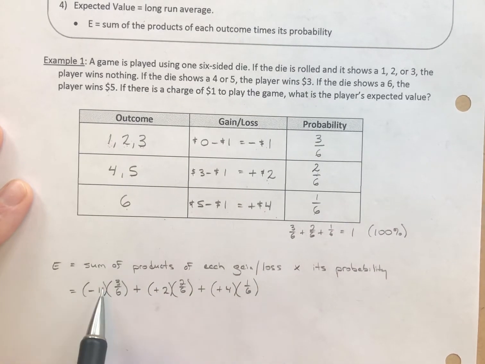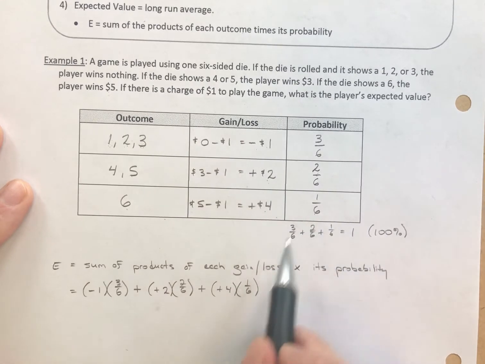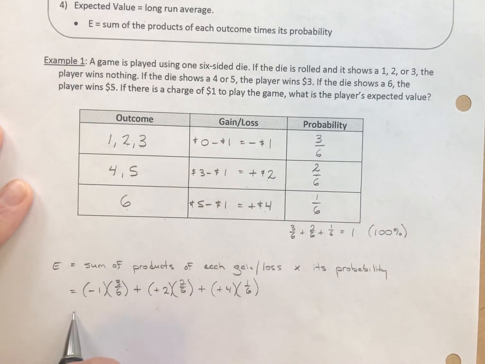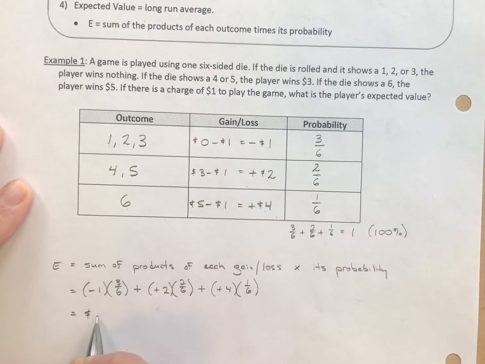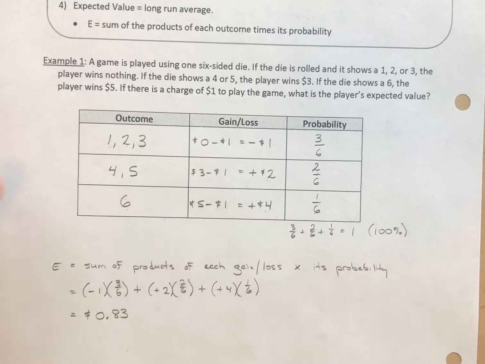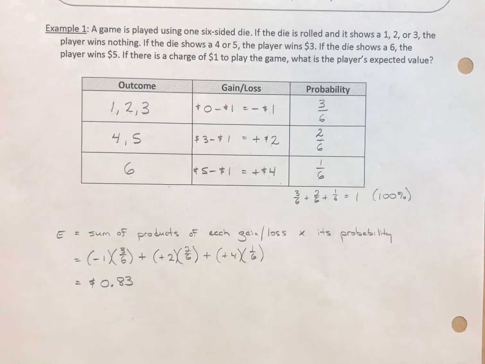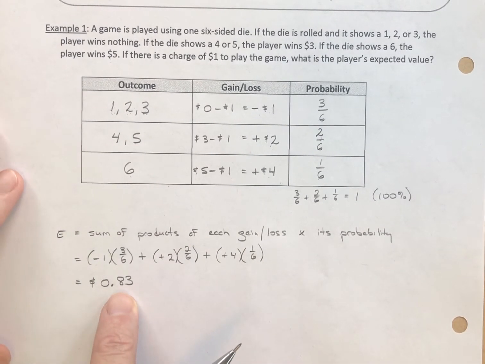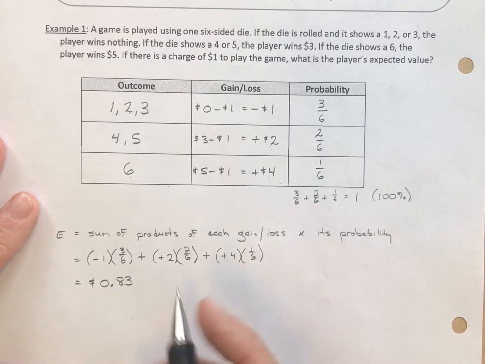So the sum of the products, here are my 3 products, product, product, product, and then I add them all up. Do the math. This is a calculation. Into a calculator it goes. And the long run average of playing this game turns out to be 83 cents, positive. So the more you play this game, you're going to wind up seeing that you're going to win 83 cents every time you play, on average.